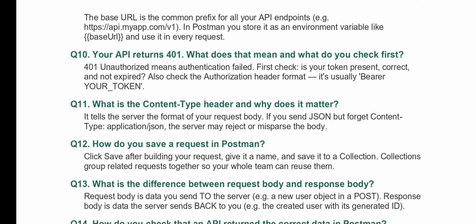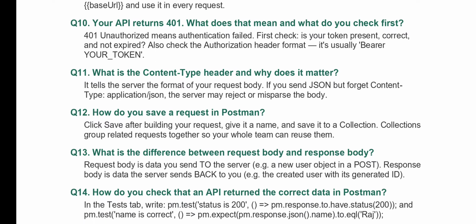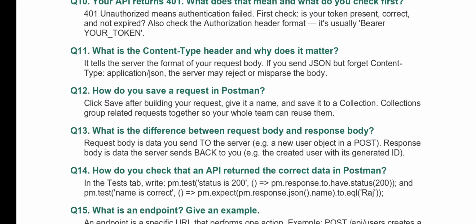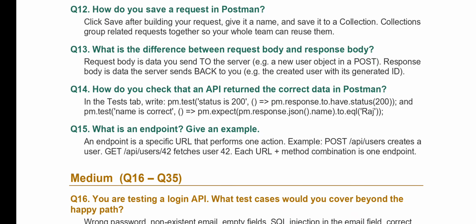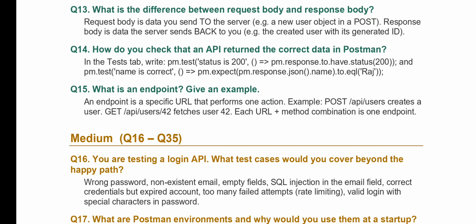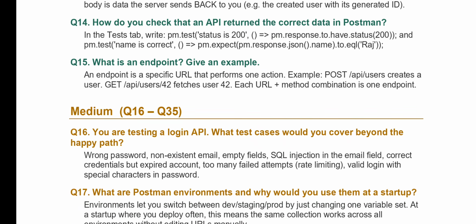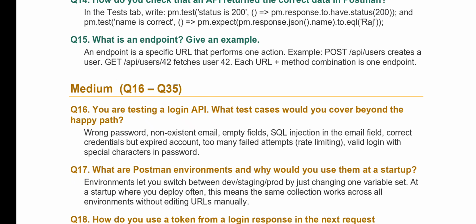Your API returns 401. What does that mean and what do you check first? What is the content type header and why does it matter? How do you save a request in Postman? What is the difference between request body and response body? How do you check that an API returned the correct data in Postman? What is an endpoint? Give an example.